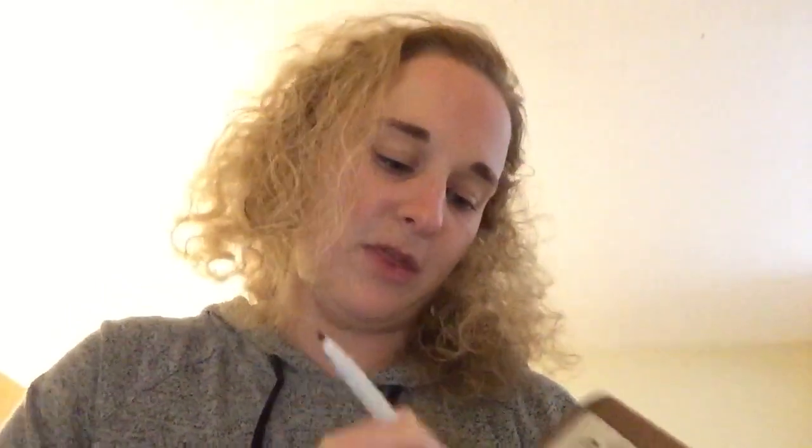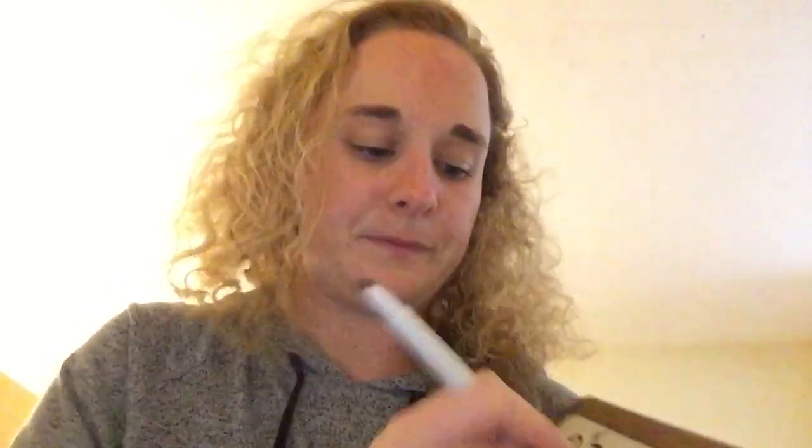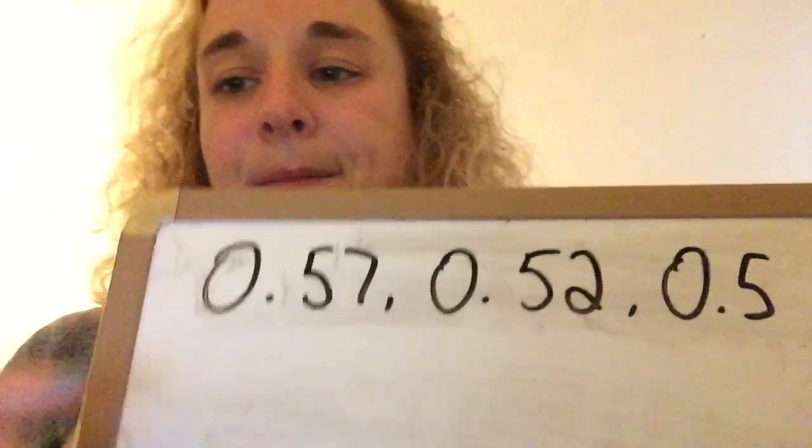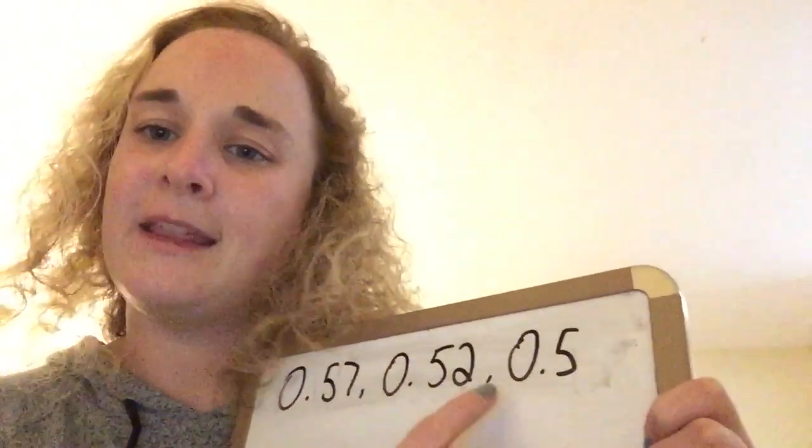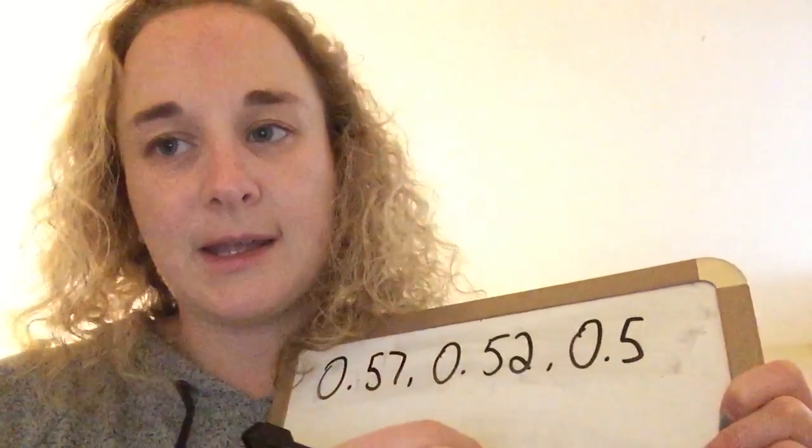I'm going to go over what it might look like when dealing with the hundredths place. Okay? So I'm going to have these numbers. All right, friends, I have three numbers up here. I have 0 and 57 hundredths. I have 0 and 52 hundredths, and I have 0 and 5/10. This is where this can get tricky.